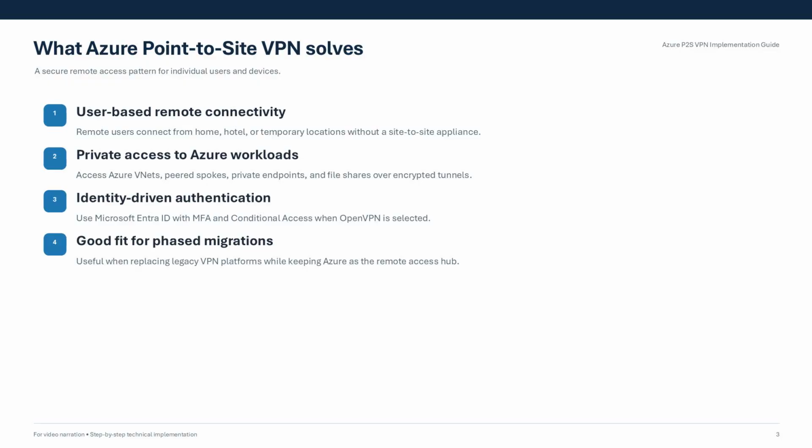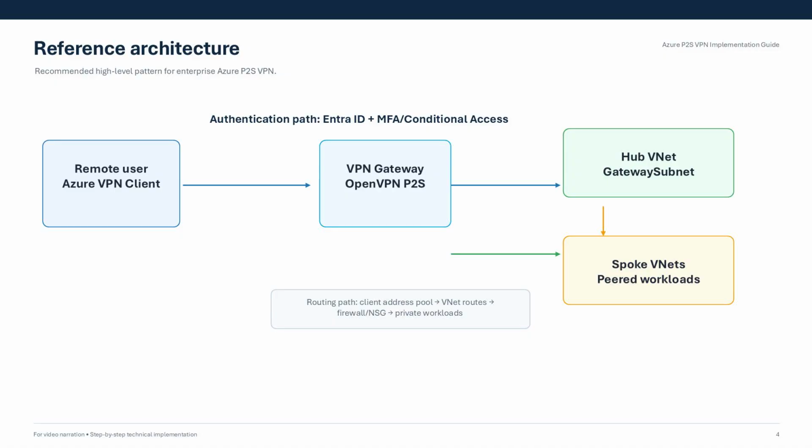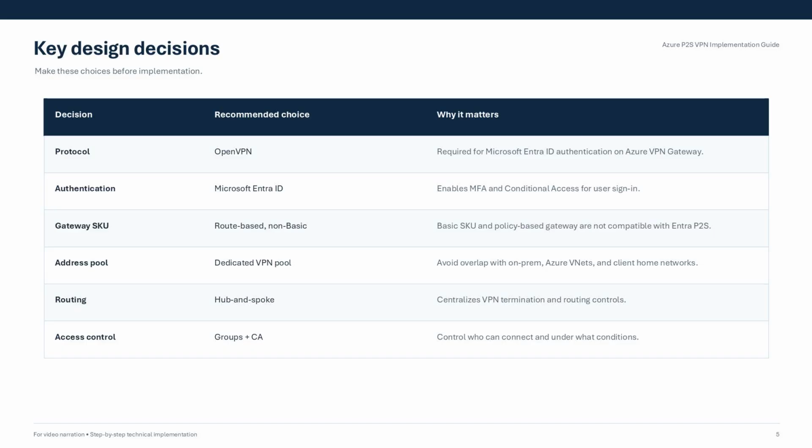Azure Point-to-Site VPN offers secure remote access, private Azure workload access, identity-driven authentication, and phased migration support. The reference architecture includes a remote user client, VPN gateway, and hub-spoke network, ensuring secure and efficient connectivity. Key design decisions involve choosing protocols, authentication methods, gateway SKUs, address pools, routing, and access control.